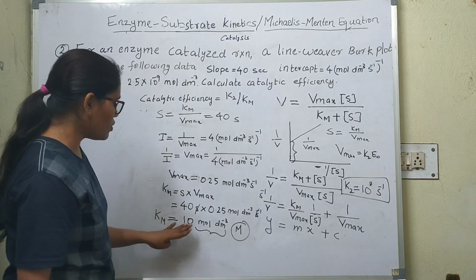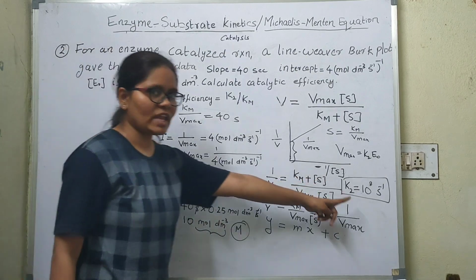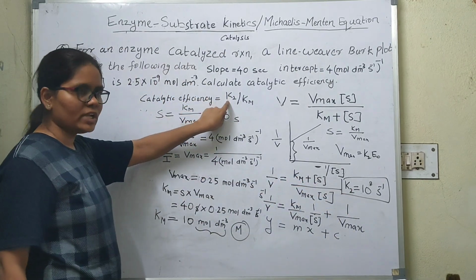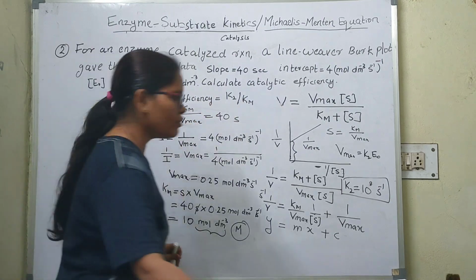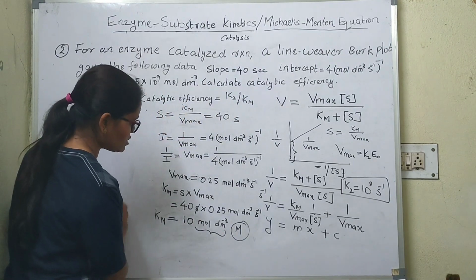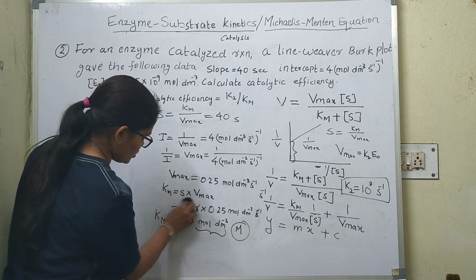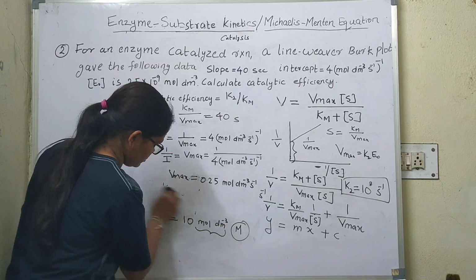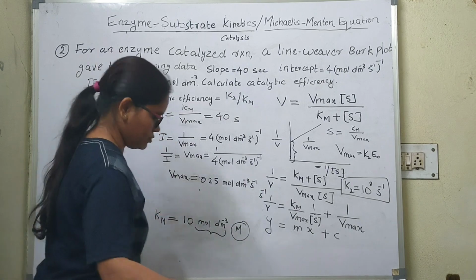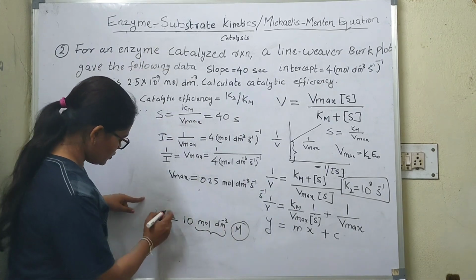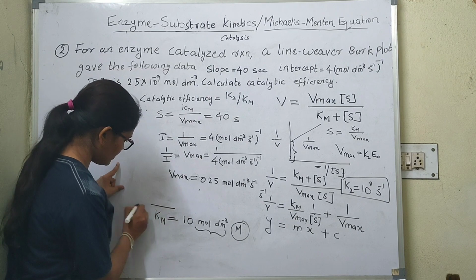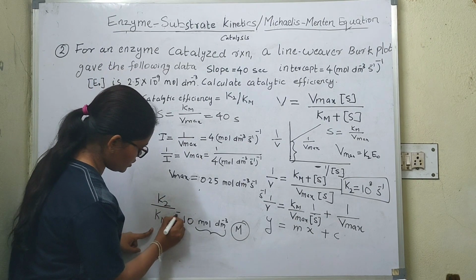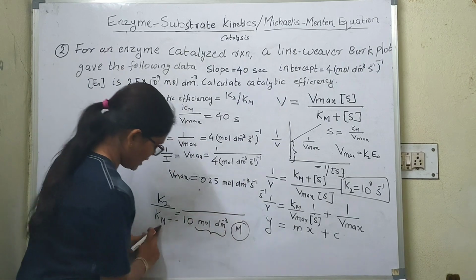Now we have the value of Km. We also have the value of K2. So you can get the catalytic efficiency by doing K2 over Km. Now we find the catalytic efficiency, that is K2 over Km. I will rub this part. I'll do it here. Catalytic efficiency, that is K2 over Km, is equal to, Km is this much.